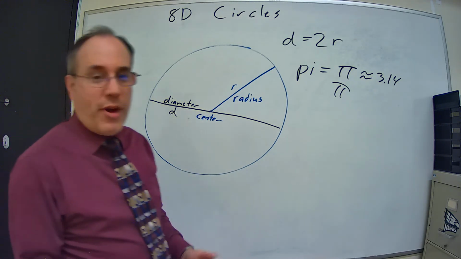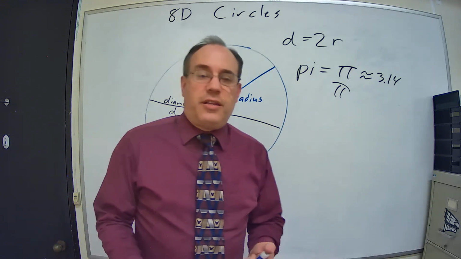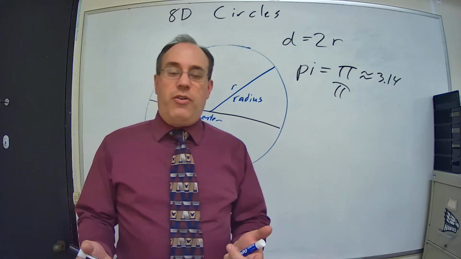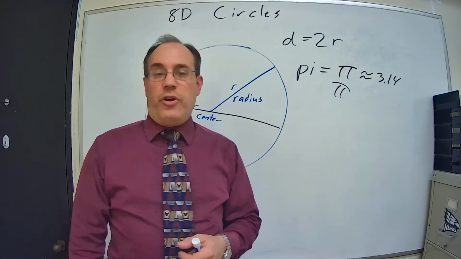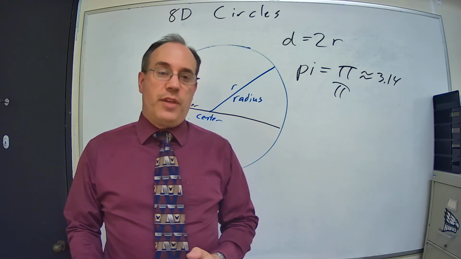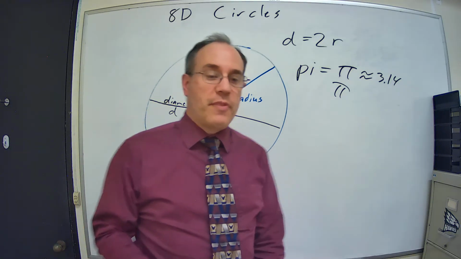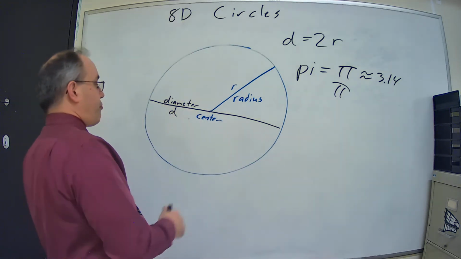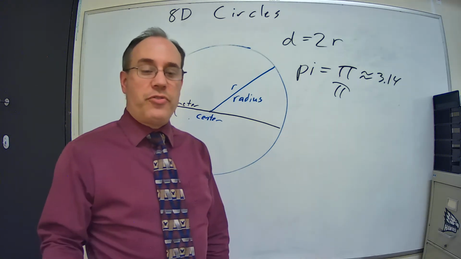So that's still a rounded number. But pi is the ratio of the circumference to the diameter of a circle. And that's where pi comes from. And it was calculated many, many, many centuries ago. So, like I said, it's the ratio of the circumference to the diameter of the circle.